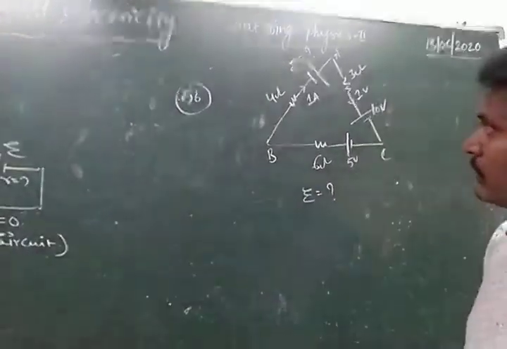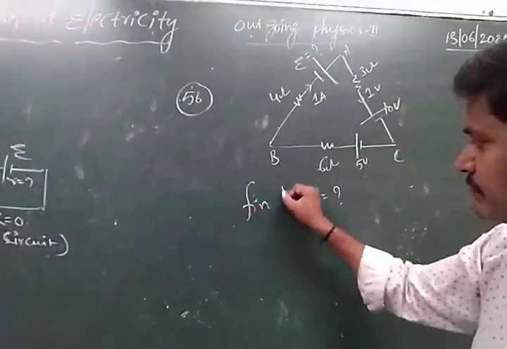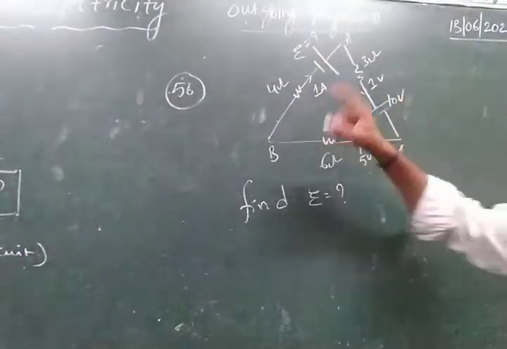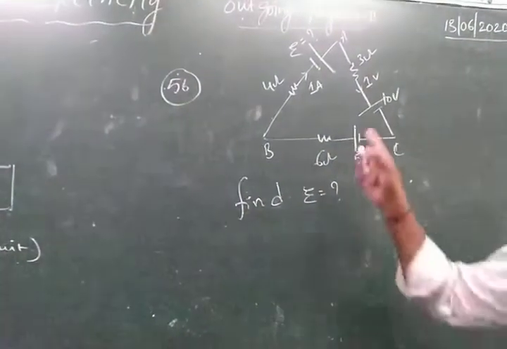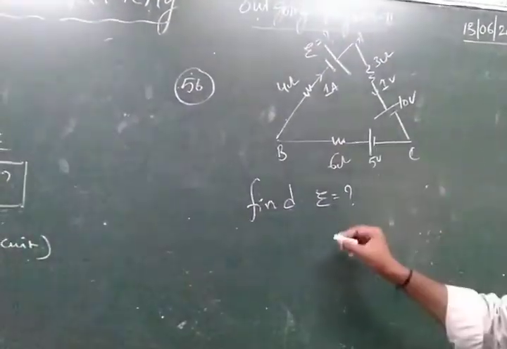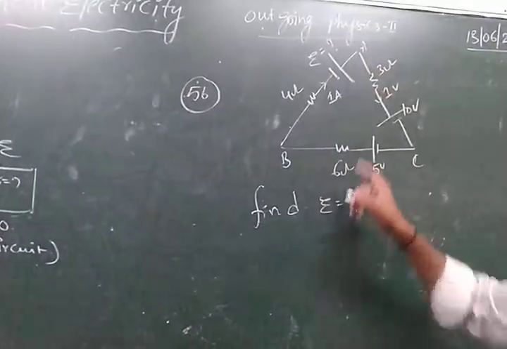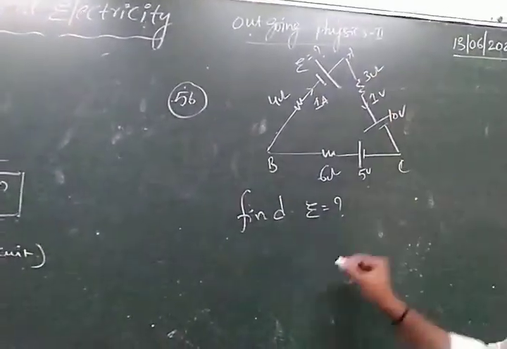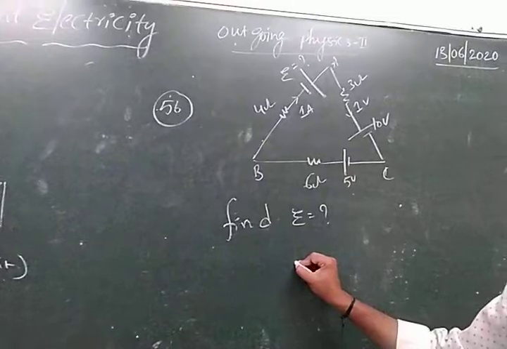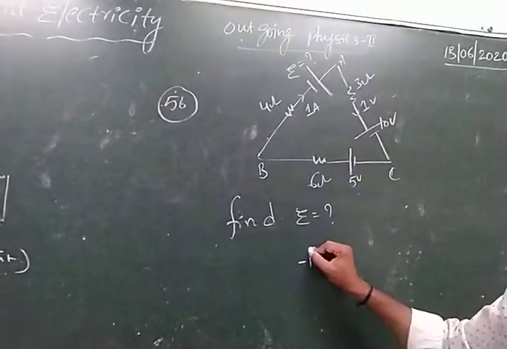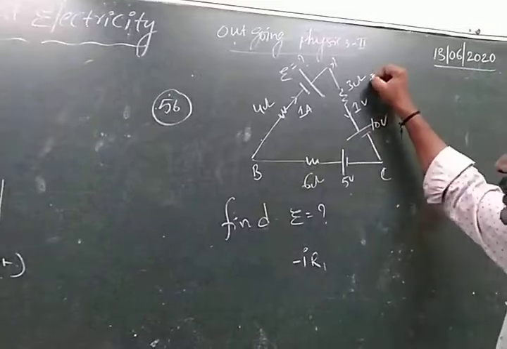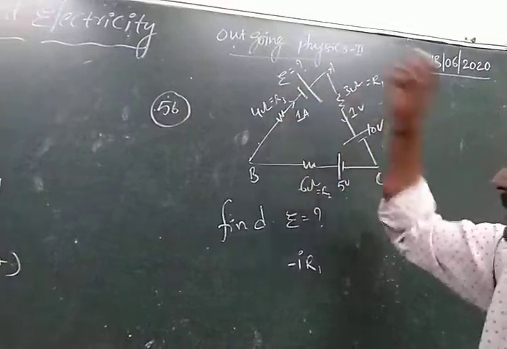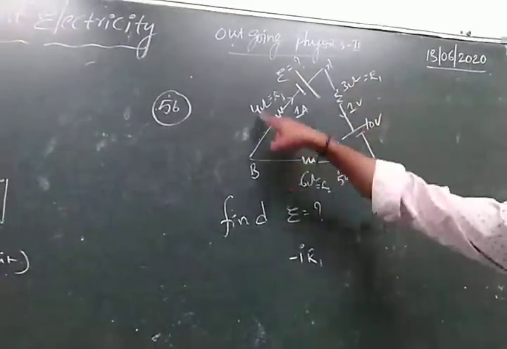EMF question. Find the EMF of the battery. The sum of potential drops in a closed loop is equal to 0, according to Kirchhoff's voltage law. Starting at point A, when current flows through this loop in this direction, the potential drop across a resistor is negative, that is I into R1. You can consider this as R1, this is R2, this is R3, and the same current flows through this loop.